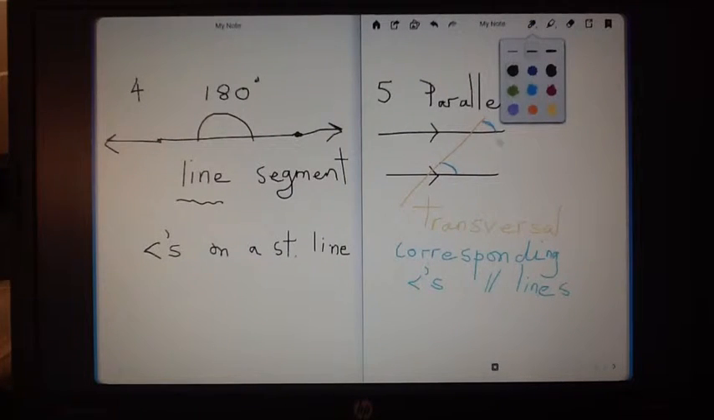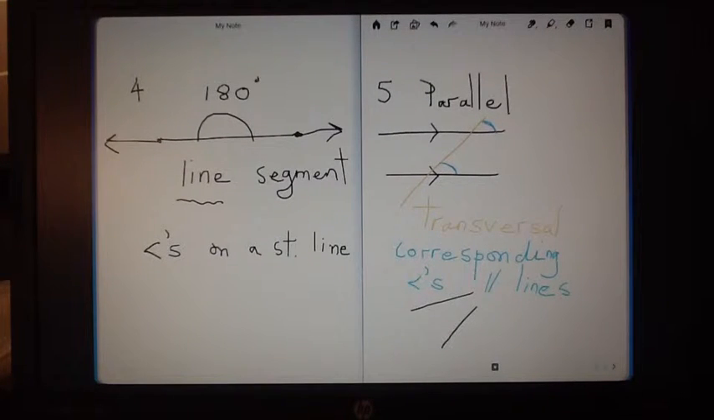I mean, say you had a line like that and a line like that, and then this transversal coming across. Okay, there it is. And there's no way that this angle, for example, is the same as that one. I mean, you can see. So only if the lines are parallel are the corresponding angles equal. Right, let's continue with number 5 and these parallel lines.